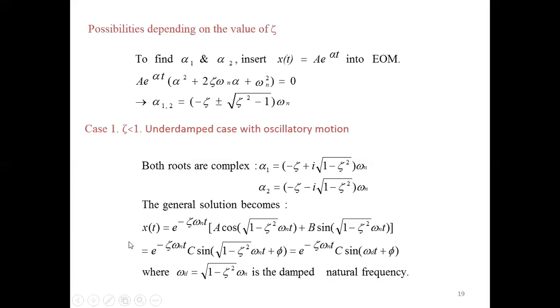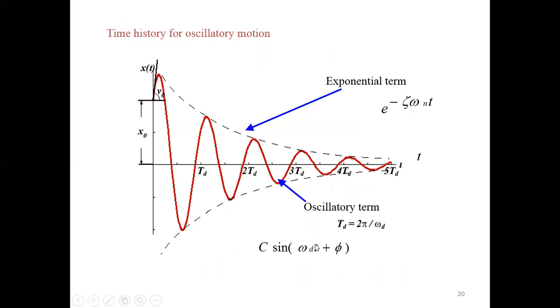The general solution is x with respect to time equal to e raised to minus zeta omega n t, in bracket, a cos under root 1 minus zeta square omega n t plus b sine under root 1 minus zeta square omega n t. This is the time history for the oscillatory motion.